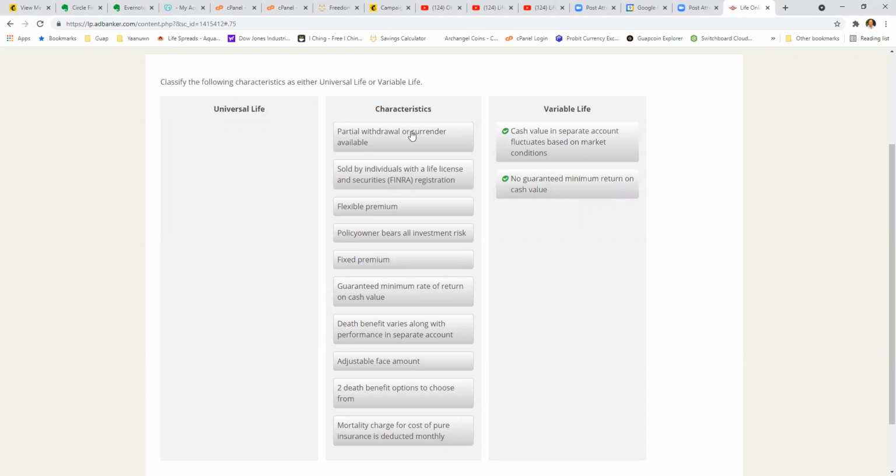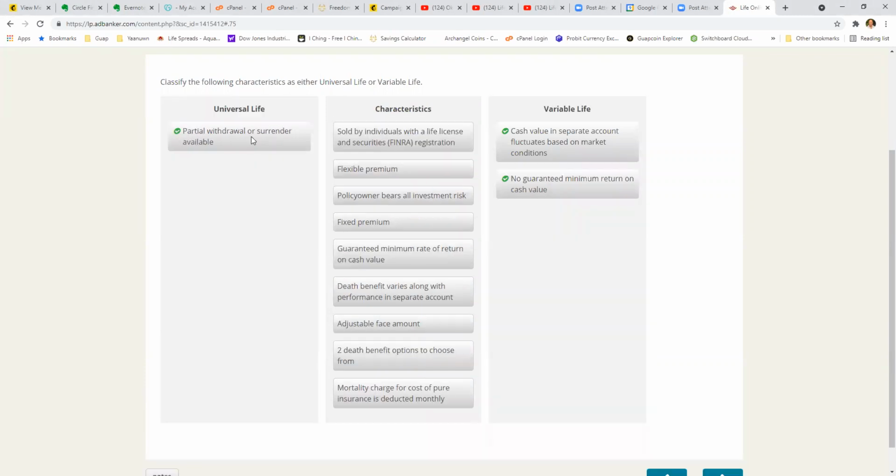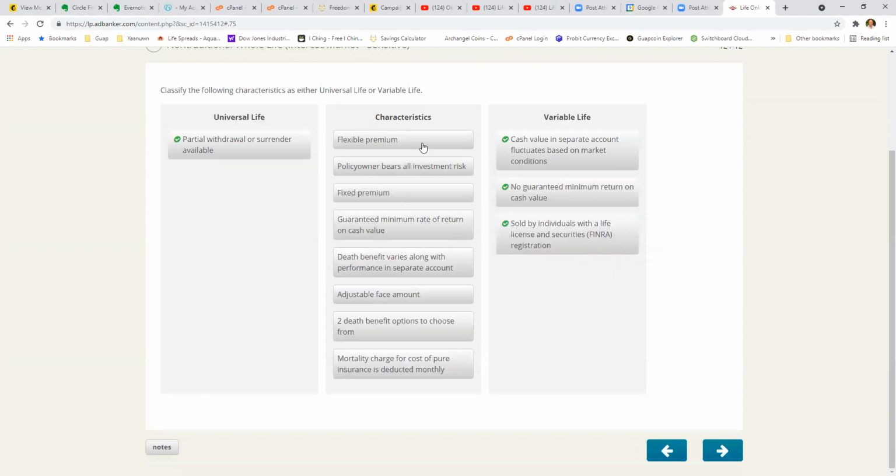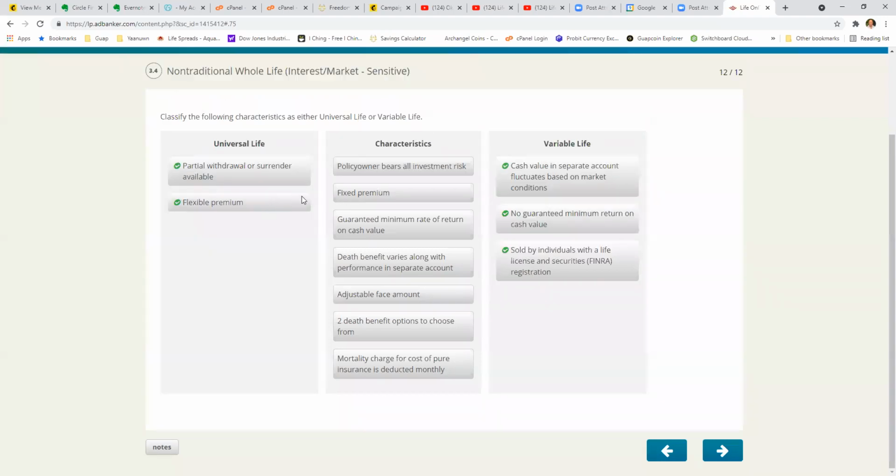Partial withdrawal or surrender available. Remember that chart we just saw? I think it was universal. Okay. So remember, if you have withdrawal and surrender between these two options, it's universal. Sold by individuals with a life insurance license and a securities license. We now all know that is which one? Variable, right. Flexible premiums. We know that is with only one type of life insurance. Well, between these two, universal, right.